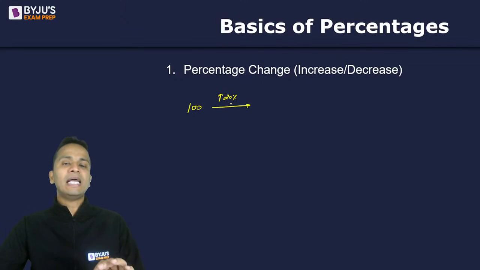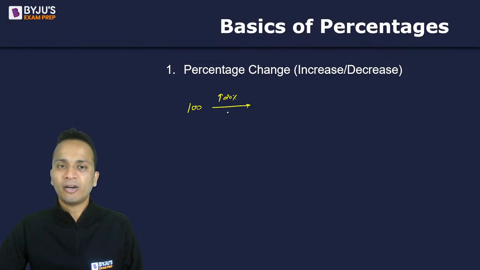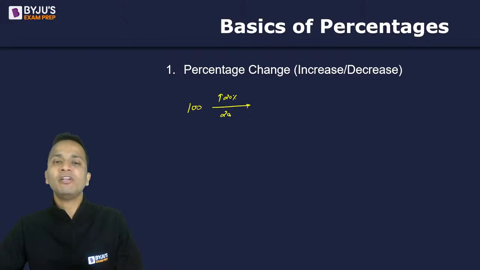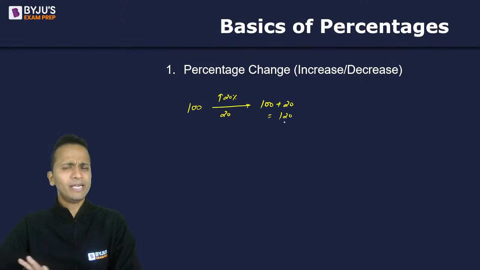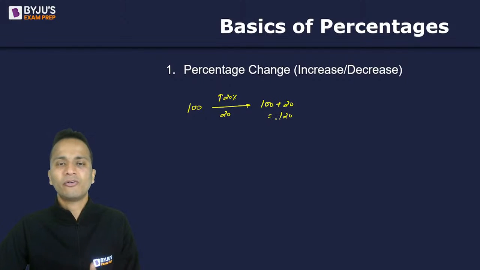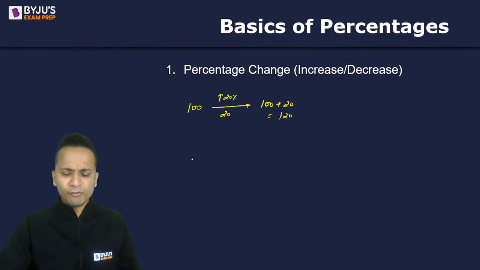Now, what I'll do is I'll calculate 20 percentage of 100, which by value will be equal to 20. And then 20 will be added to the initial value. So the final value will be 100 plus 20, and that is equal to 120. All right, simple as that, right? Now, next, let's say if I'll give you a different question.